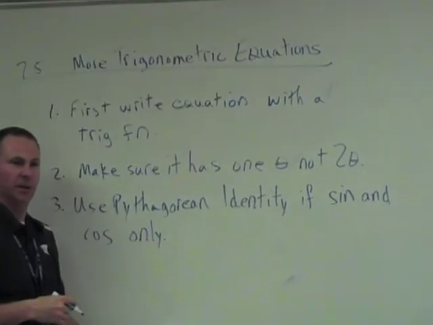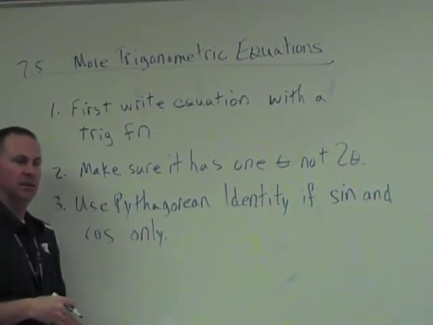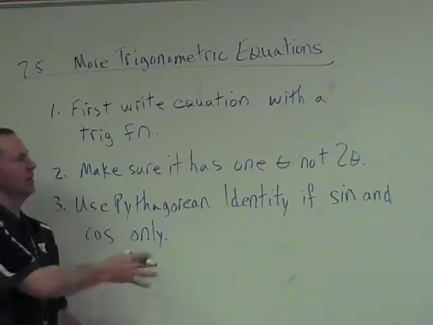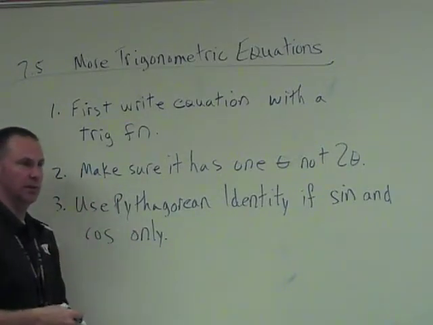Obviously, if you have a secant squared and you see a tangent in there, definitely look at the Pythagorean identities for that stuff as well. But this is just to kind of give you hints towards solving some of the problems, okay?